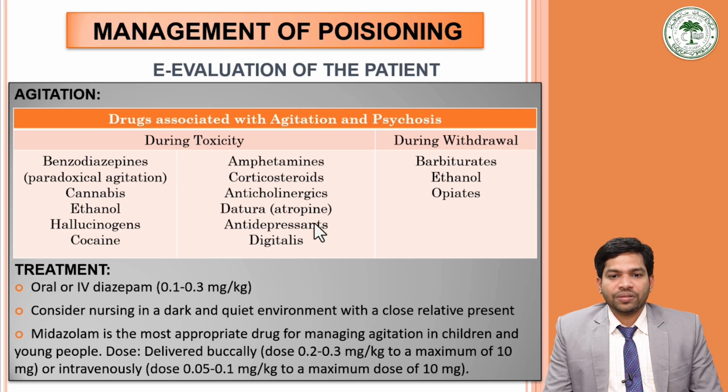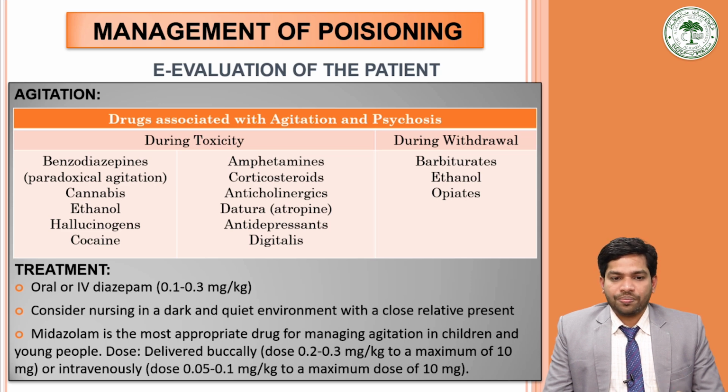This is the list of the drugs associated with agitation and psychotic behavior. The drugs that produce these during their toxic phase are the benzodiazepines, cannabis, ethanol, hallucinogens, cocaine, amphetamine, corticosteroids, anticholinergics, dhatura, antidepressants, and digitalis. Drugs that produce agitation and psychosis during withdrawal are the barbiturates, ethanol, and opiates.